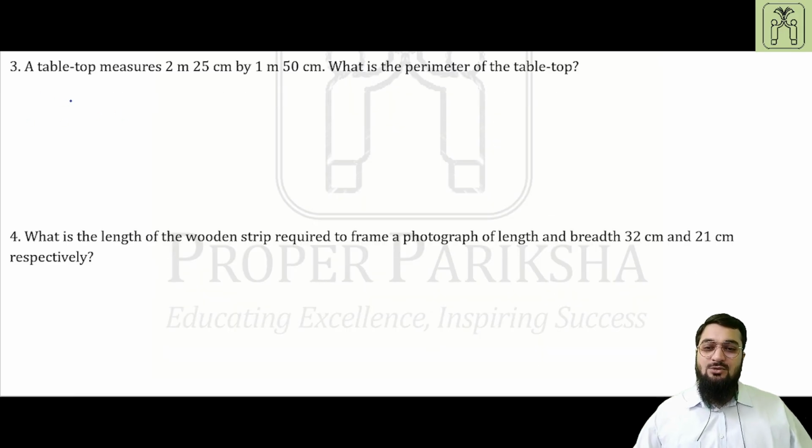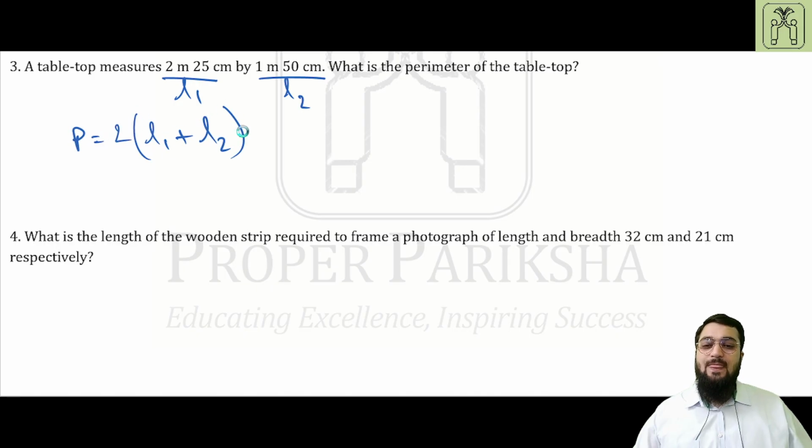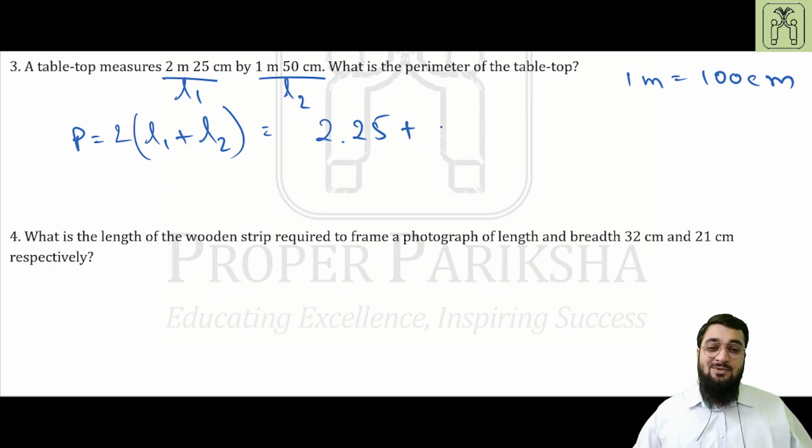A tabletop measures 2 meter 25 centimeter by 1 meter 50 centimeter, that means that this is a rectangle in which this is L1 and this is L2. So rectangular tabletop. What is the perimeter of the tabletop? So perimeter will be L1 plus L2 into 2, and that will be 2 meter 25 centimeters. So we know that 1 meter, I will just write down the conversion factor, is equal to 100 centimeter. Therefore, 2 meter 25 centimeter can be written as 2.25, and 1 meter 50 centimeter can be written as 1.50, and multiplied by 2 will give the perimeter.